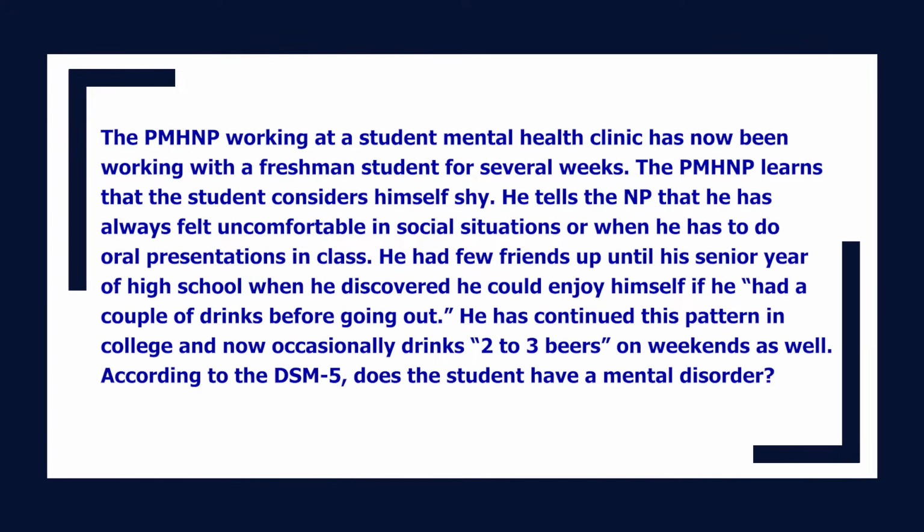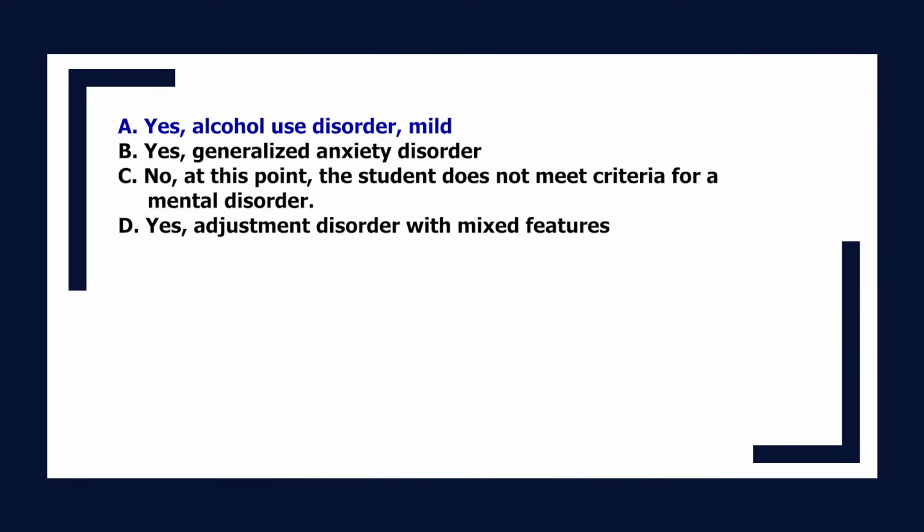According to the DSM-5, does the student have a mental disorder? A. Yes, alcohol use disorder, mild. B. Yes, generalized anxiety disorder. C. No, at this point, the student does not meet criteria for a mental disorder. D. Yes, adjustment disorder with mixed features.